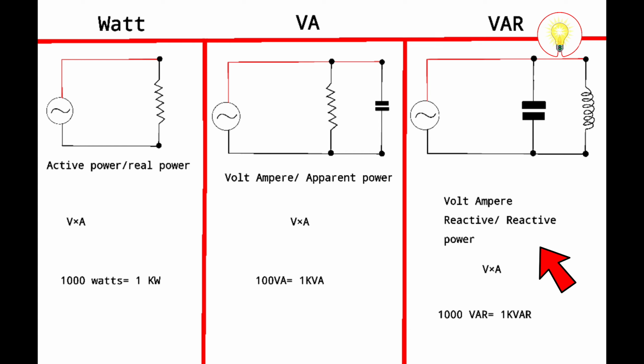Here in this column, a capacitor and an inductor are connected as a load. When current flows through only the capacitor and inductor, it is called reactive power. VAR is formed by multiplying voltage and current. 1000 VAR equals 1 kVAR.